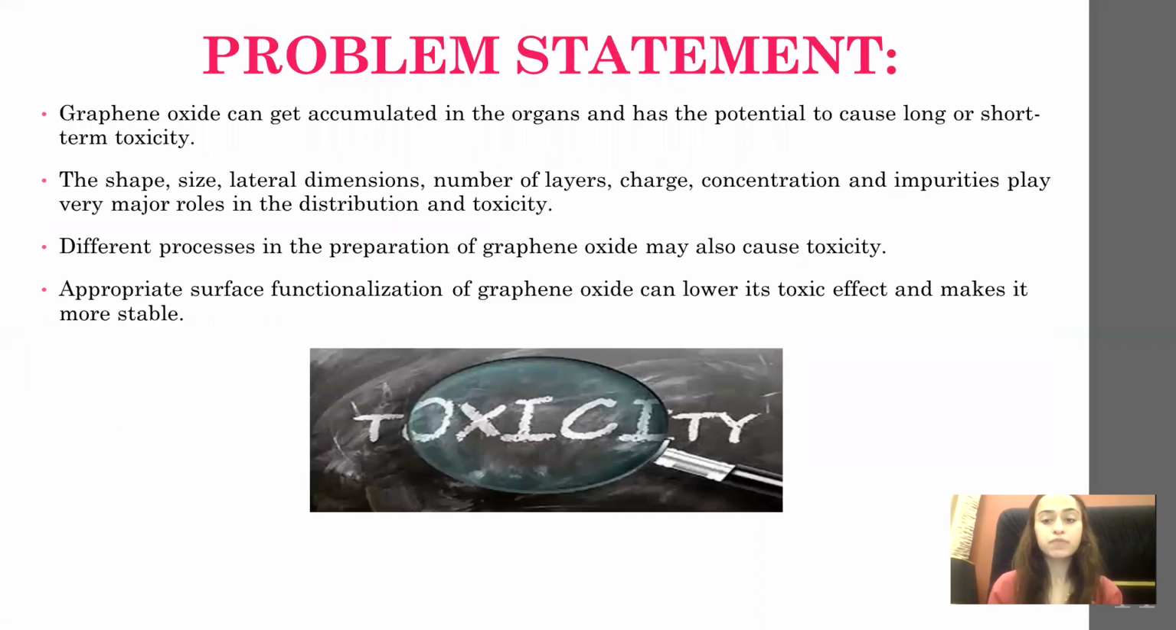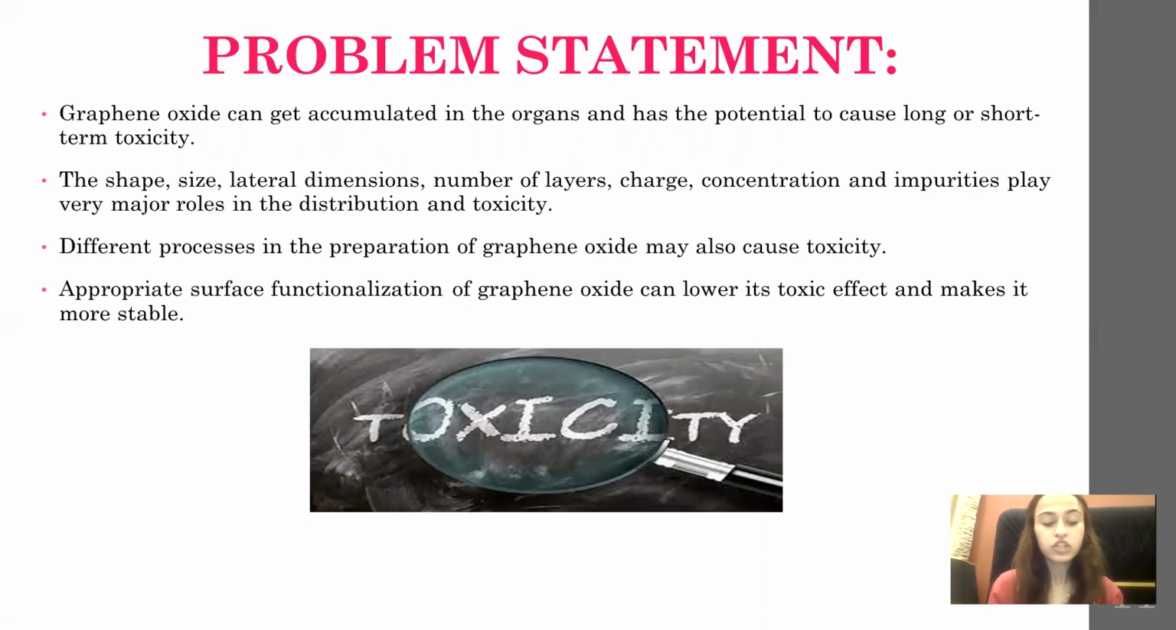Now let's go to the problem statement. There is a great concern associated with the usage of reduced graphene oxide. It can get accumulated in the organs and has the potential to cause long or short-term toxicity. Shape, size, lateral dimension, number of layers, and impurities play very major roles in the distribution and toxicity.